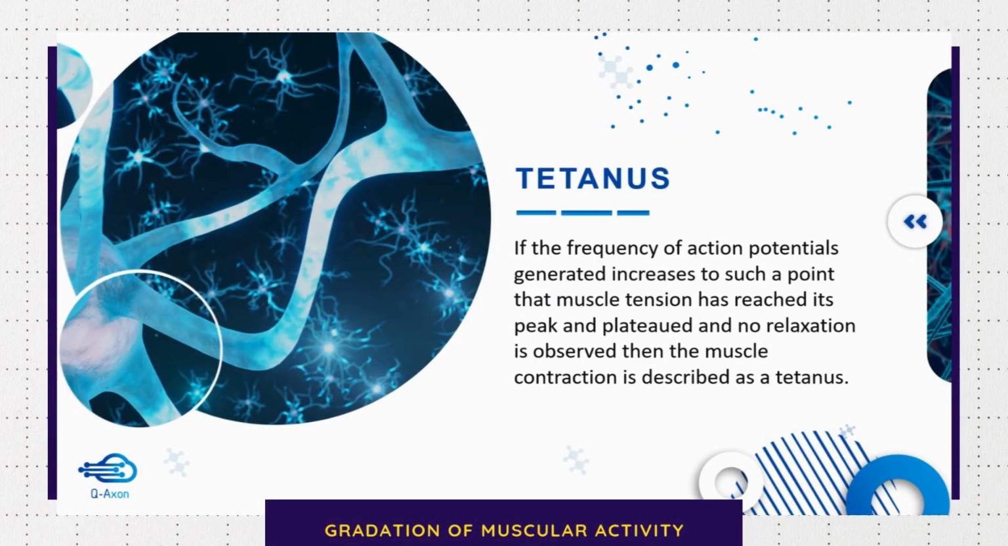So when you give a high frequency stimulus, where the frequency of action potentials is so high that before the muscle has completed its contraction period, the next stimulus is already there and the muscle responds with the next contraction, leading to sustained contraction without any relaxation, then we call it tetanus.